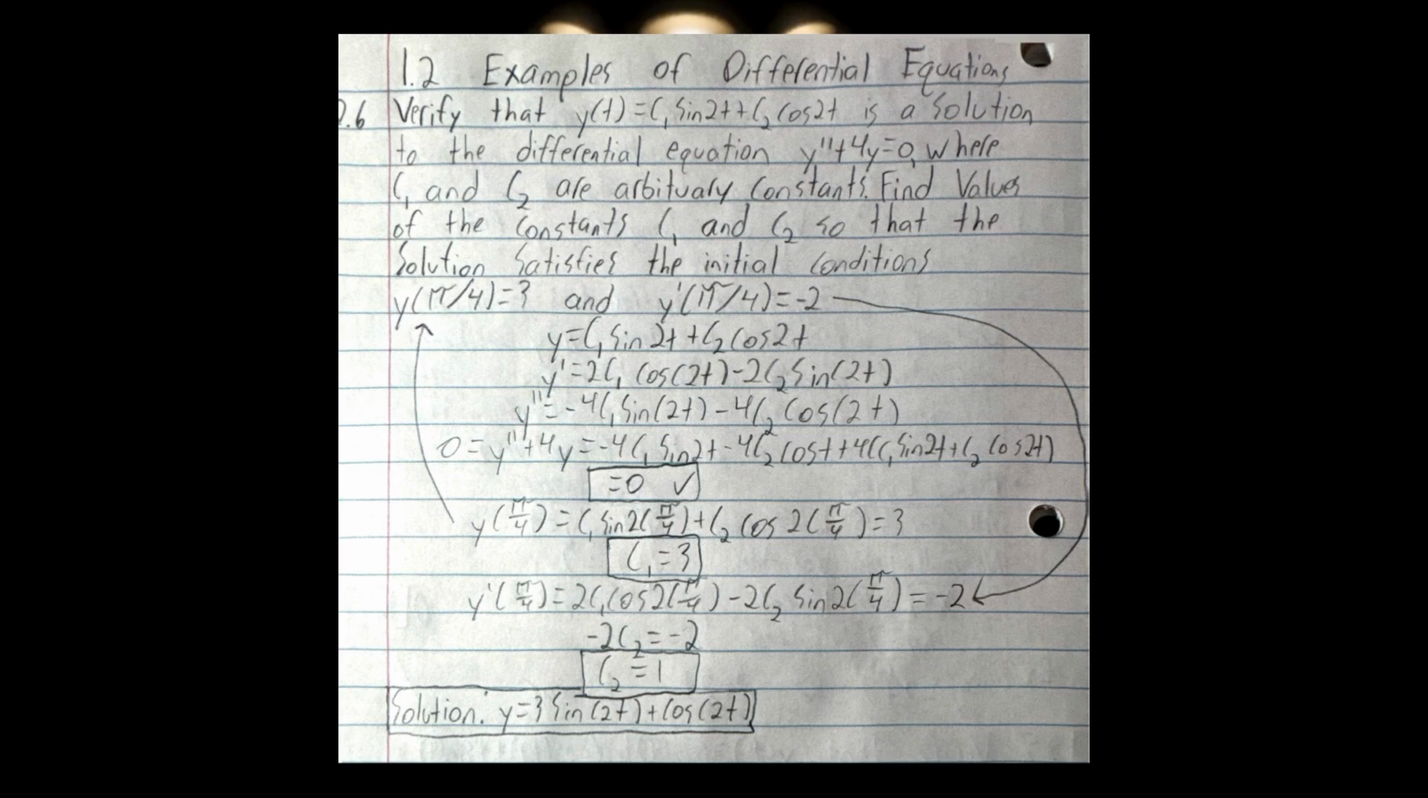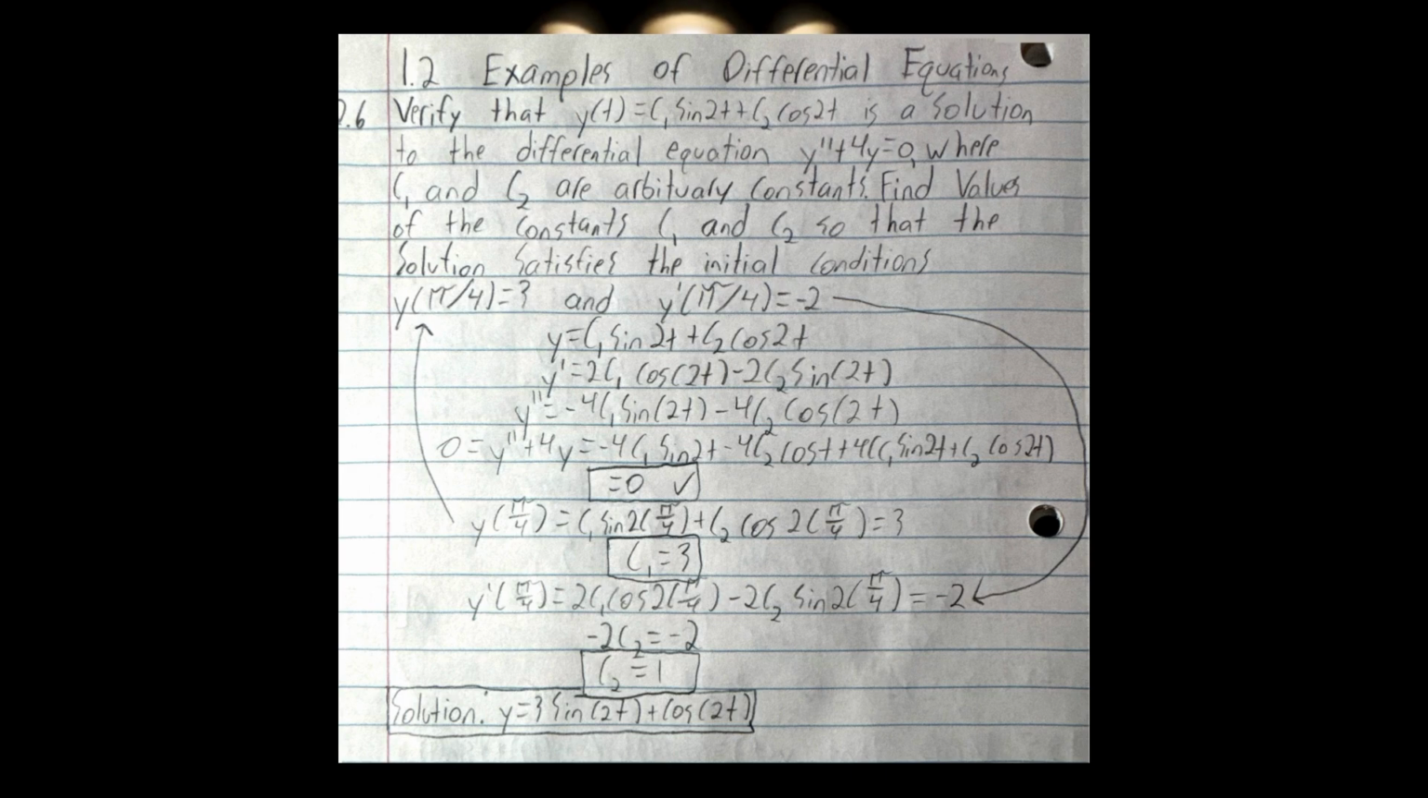Y double prime equals negative 4c1 sine 2t minus 4c2 cosine 2t. That is the second derivative of y. So now we can say that y double prime plus 4y is equal to negative 4c1 sine 2t minus 4c2 cosine 2t plus 4c1 sine 2t plus 4c2 cosine 2t. And now we can conclude that that is all equal to 0 after some algebra.